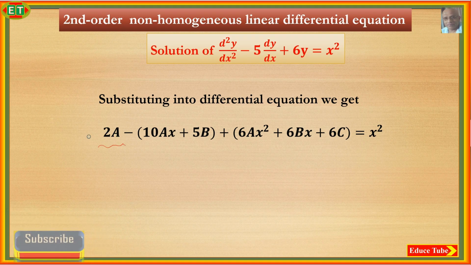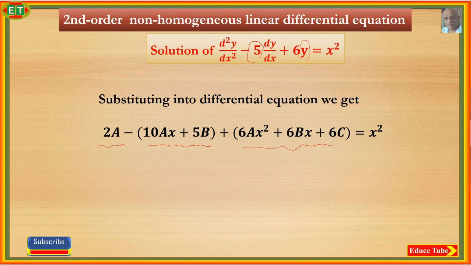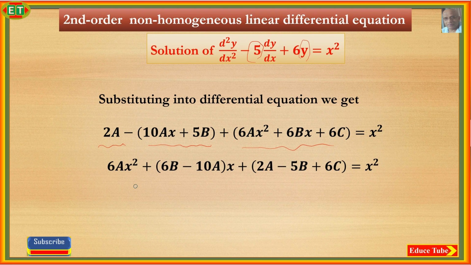This is 2a, which we got in the previous slide, the second derivative. This one is the first derivative multiplied by 5. This is the value of y multiplied by 6. I mean, we considered y equal to ax square plus bx plus c, so multiplied by 6, we get this. With more simplification, we get this. We rearrange it from this equation: x square coefficient, x coefficient, and this is the constant.